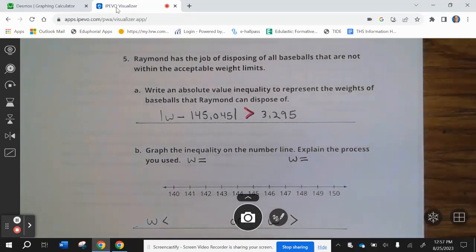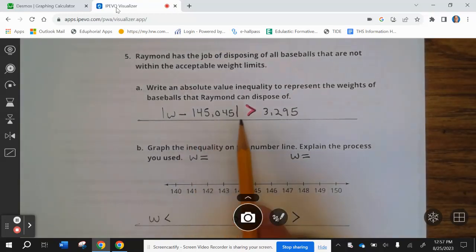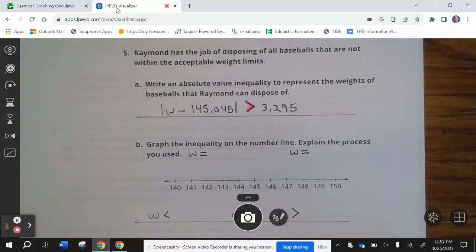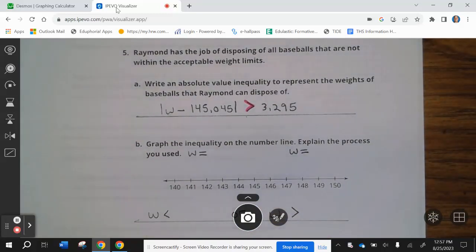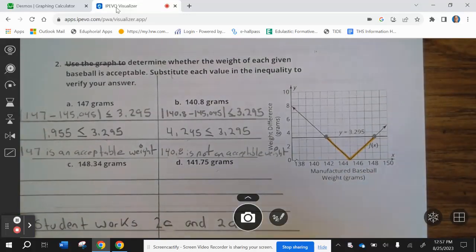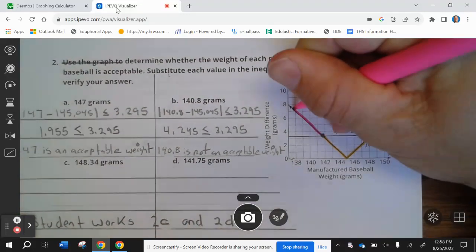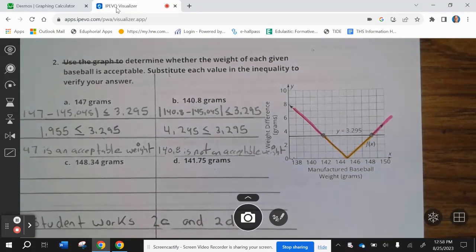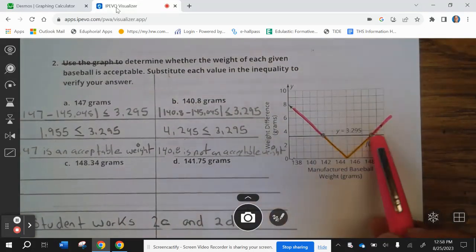Raymond has the job of disposing of all baseballs that are not within the acceptable weight limits. Write an absolute value inequality that represents the weights of the baseball. So in this case, it's greater than 3.295. Okay. So going back to our graph, we're looking at everything above the line. So here and here. Okay. So we can see we're to the left and to the right.